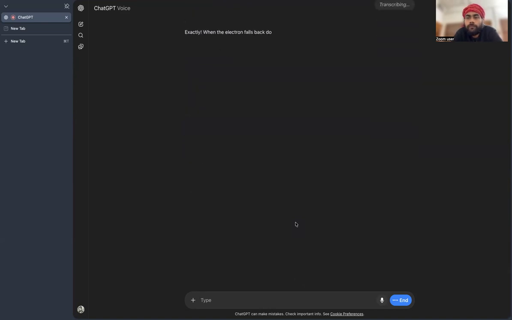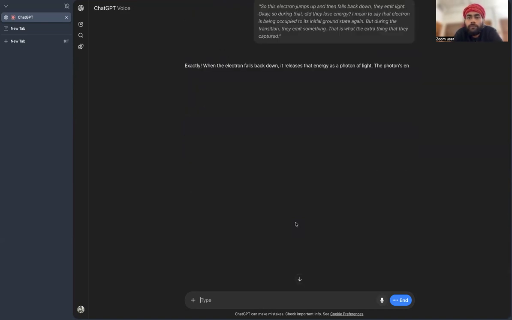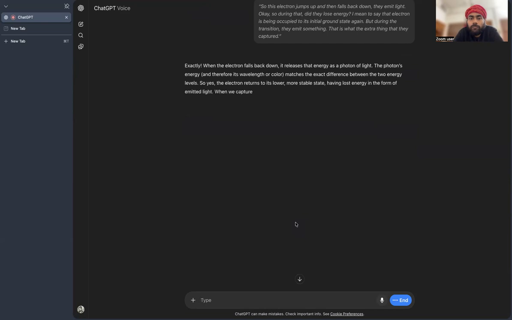Exactly. When the electron falls back down, it releases that energy as a photon of light. The photon's energy, and therefore its wavelength or color, matches the exact difference between the two energy levels. So, yes, the electron returns to its lower, more stable state, having lost energy in the form of emitted light. When we capture that light, we see those distinct wavelengths, giving us the spectrum. So, what's extra is that specific energy being released as light, and it's what we measure in atomic spectra. What about the violation of conservation law in this case?